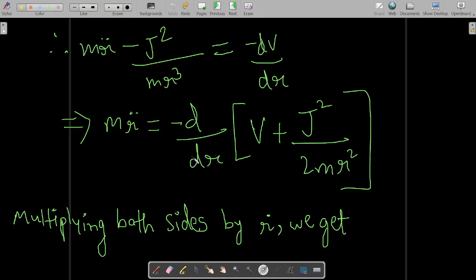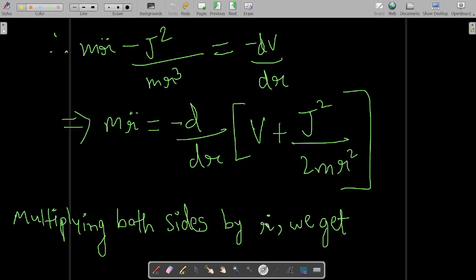For example, in mathematics, when you prove something, it does not have any common sense type of thing. You have to remember the steps sometimes. So that's why it is like this. So m r double dot equals minus d by dr V plus J square by 2 m r square. So this is the thing.